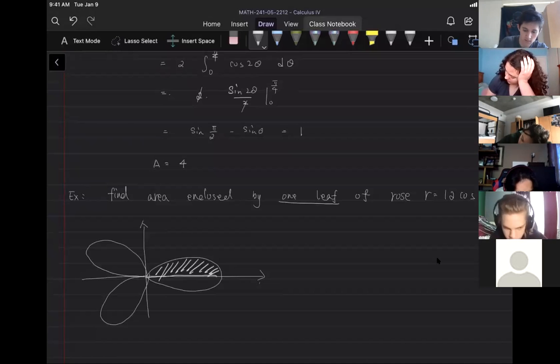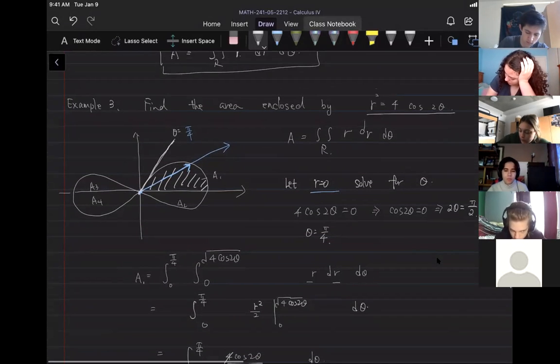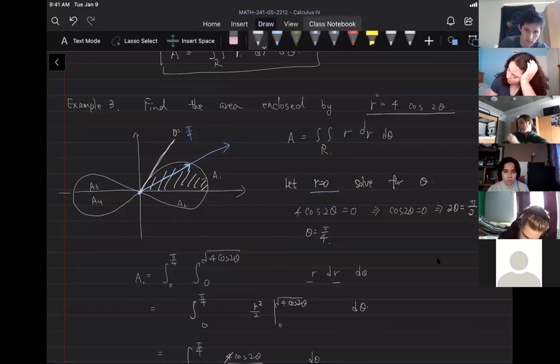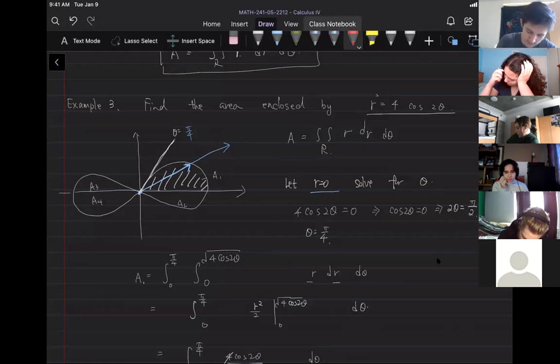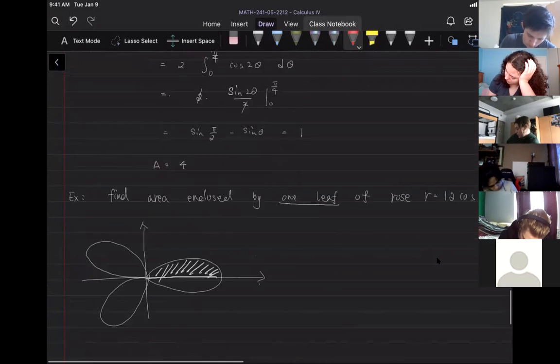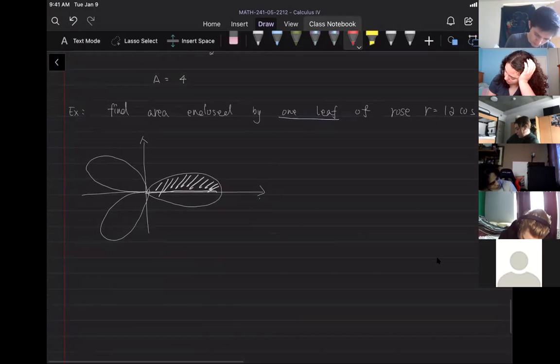Professor, why does the area equal 4 for the last problem? Okay, in this problem we want to find the whole area enclosed, but we only found this one, number 1, which is only this part. So you can see we have 1, 2, 3, 4. That's why. And this exercise problem asks you to find one leaf. So if we do this one, at the end we multiply by 2. Just multiply by 2.